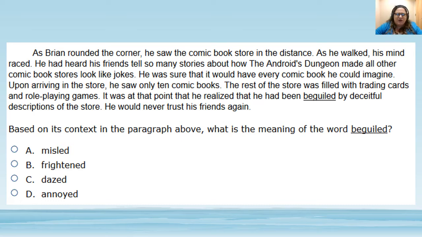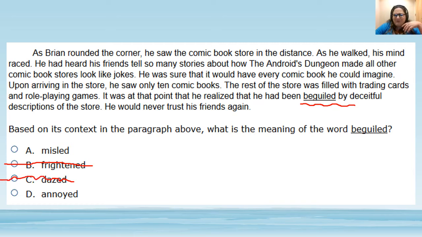So we're trying to determine the meaning of the word beguiled. Beguiled. Misled, frightened, dazed, or annoyed. He doesn't seem frightened. He has been frightened by deceitful descriptions? No, that doesn't make sense. Dazed? He doesn't seem very dazed here. He's pretty zoned in on what's going on.